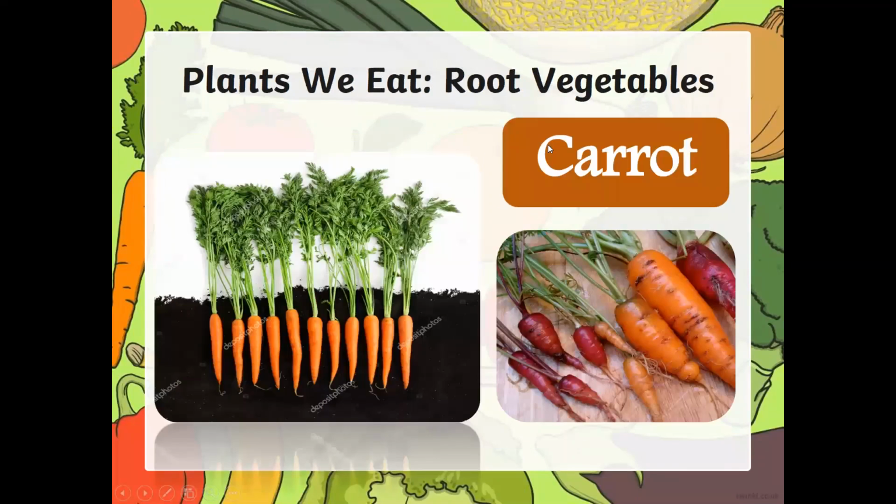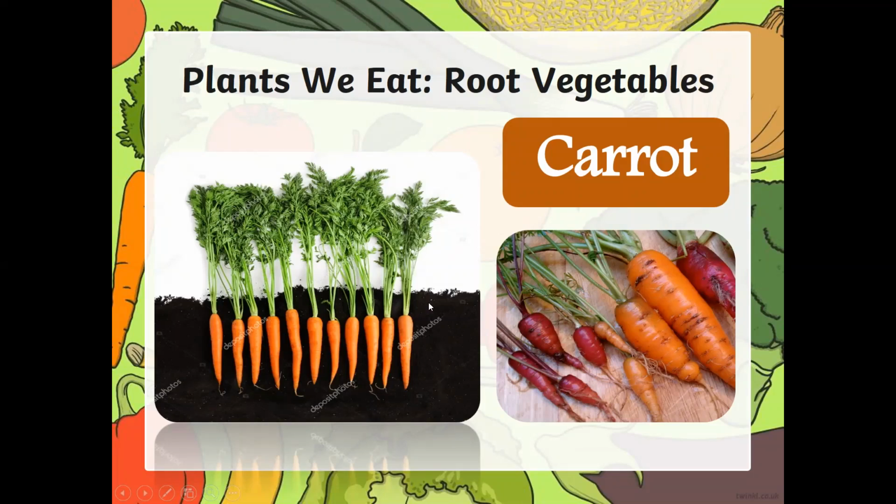First, we will start with the plants that we eat that are considered to be root vegetables. First example that we have here is the carrot. Now the carrot, if we look at the picture here, the carrot is a root vegetable. This is something that is so weird for you, I know, but this is real.